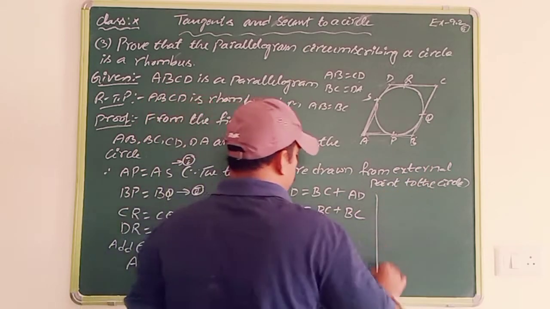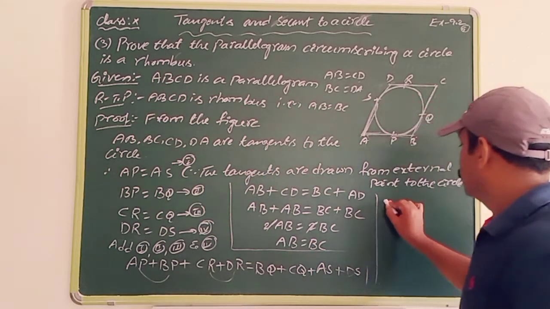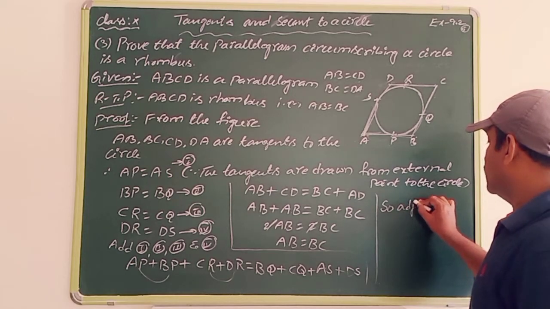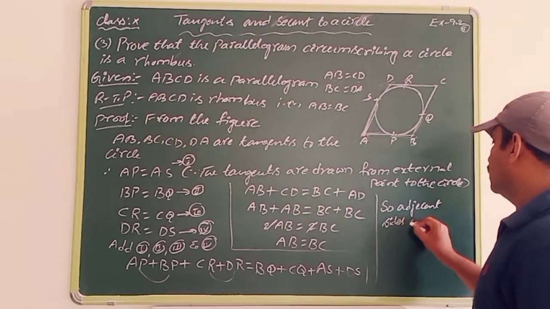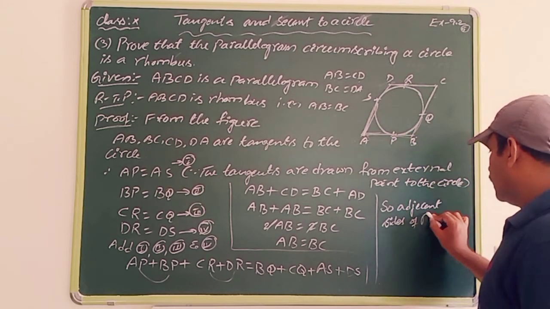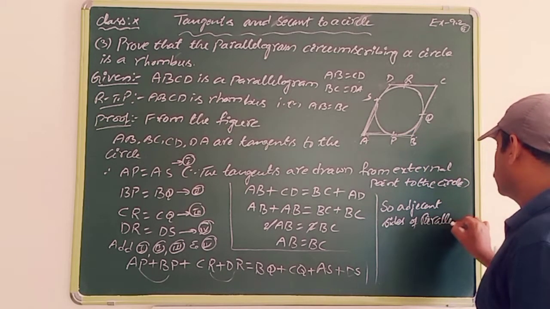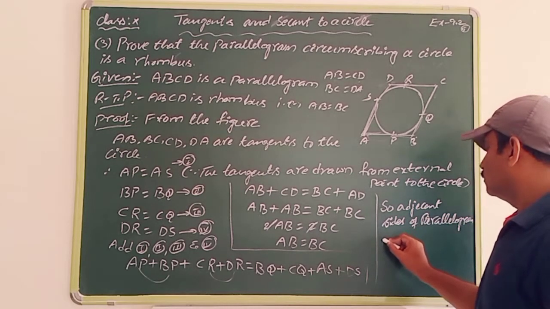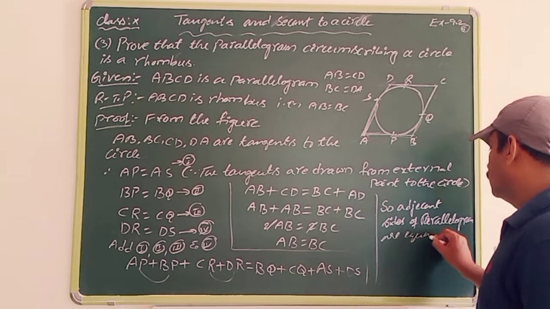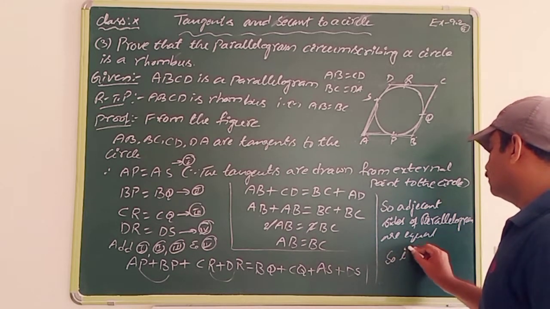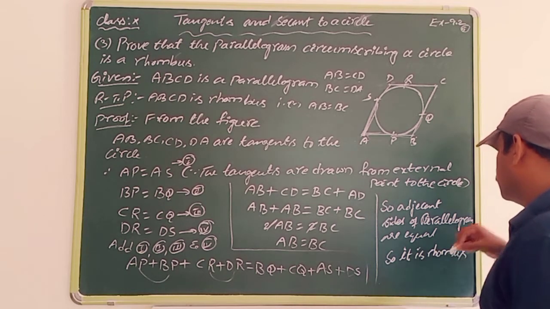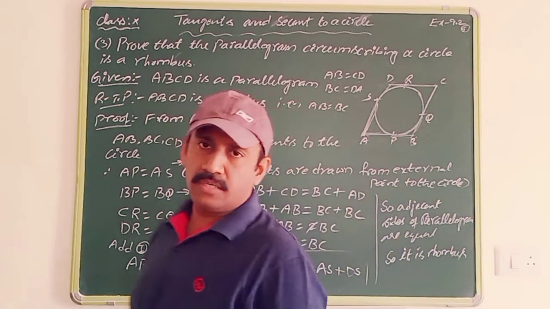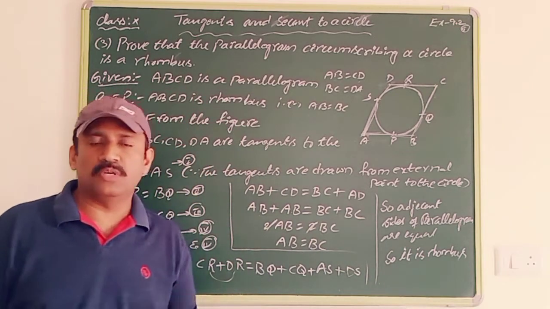So we can write here, adjacent sides of a parallelogram are equal, so it is a rhombus. That's it. It is a very important question for the board examination. I hope you understood this one.